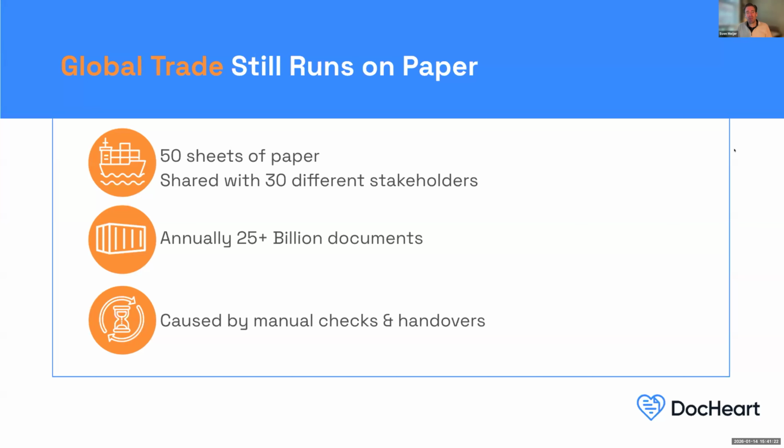When we talk about global trade, one thing becomes very clear. Global trade still runs on paper. On average, one container shipment generates around 50 documents. Those documents are shared between many different stakeholders. On a global level, this results in more than 25 billion documents per year. And one of the biggest causes of delay in global trade is still manual document checks, handover, and rework.